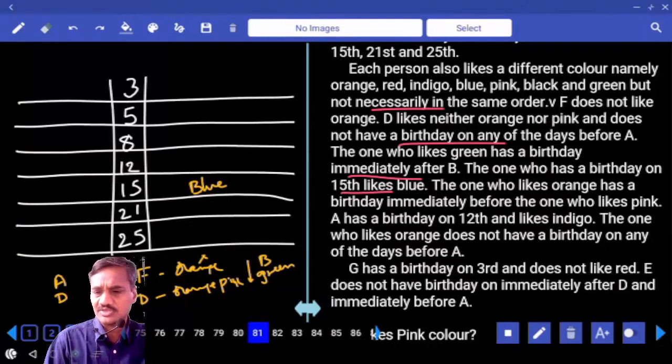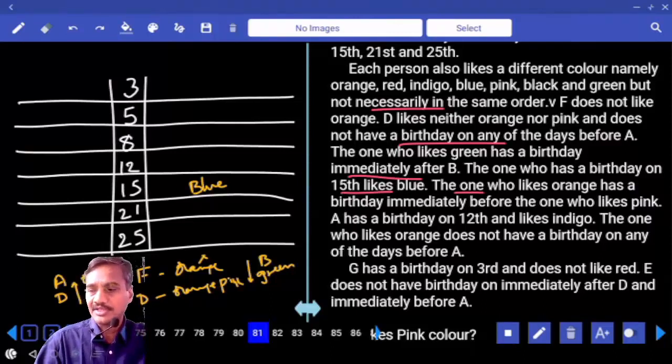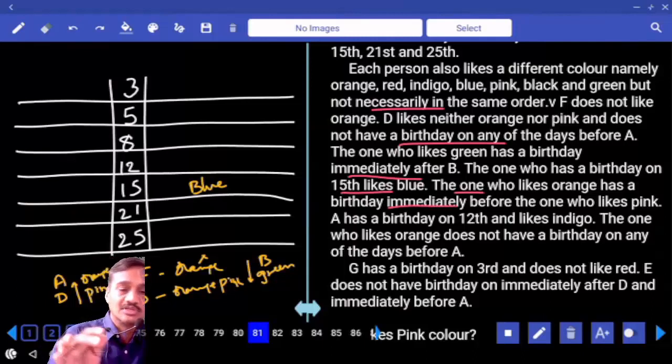Then next one. The one who likes orange has a birthday immediately before the one who likes pink. Again, orange and pink must be adjacent to each other, and orange is immediately before pink. Orange and pink are like this. And next one. A has a birthday on 12th and likes indigo. A, 12th and indigo.